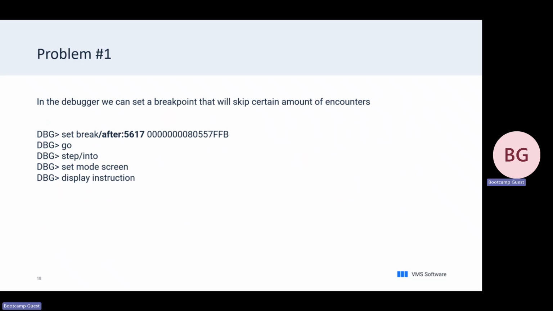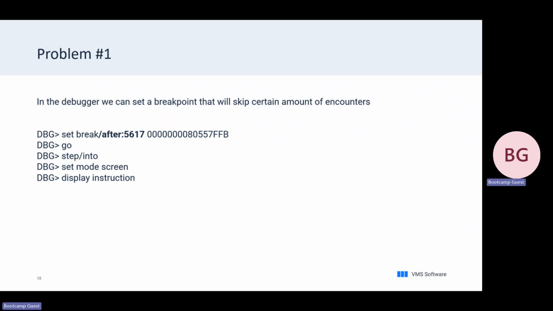And in the debugger, we can set a break and skip a certain amount of the encounters. So I checked a couple of times. The number was the same every time. Yeah, it was stable, so it was 100% reproducible. Luckily, maybe.